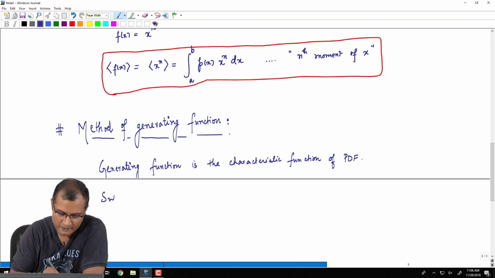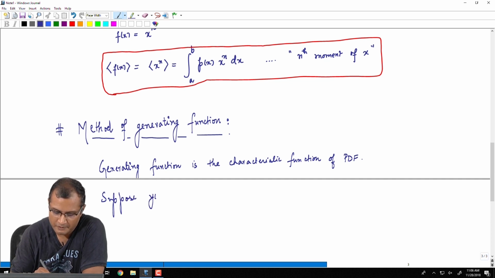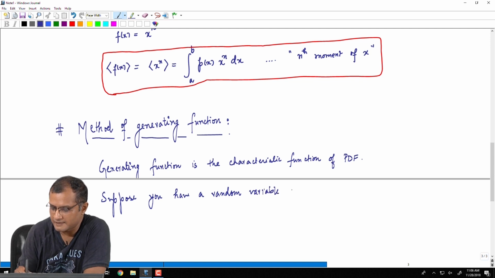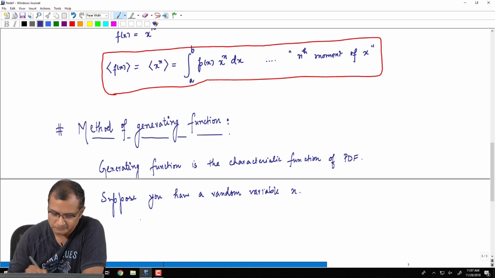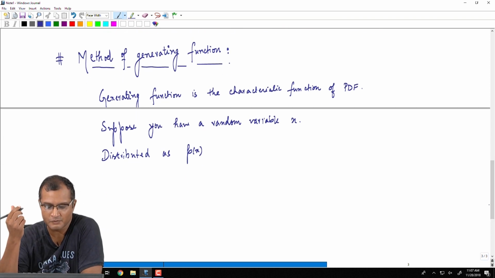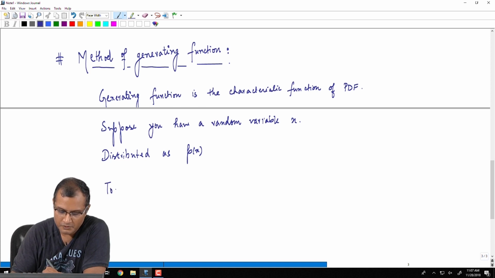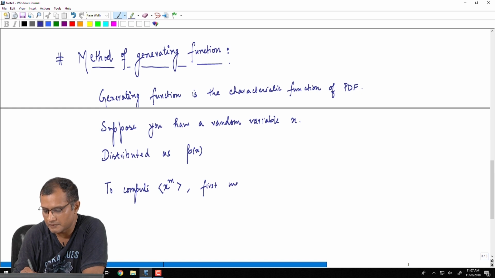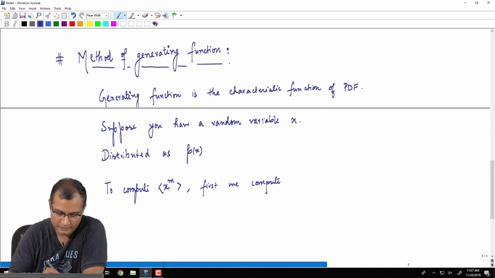Okay. So, suppose you start with, I will take an example. Suppose you have a random variable x, okay, and the PDF of this random variable is p of x. Okay. So, you have a random variable x and it is distributed as p of x, that is the distribution of this random variable. Now, to compute the nth moment, we first compute the characteristic function. Okay, so first we will compute the characteristic function, which is nothing but a Fourier transform of the PDF.